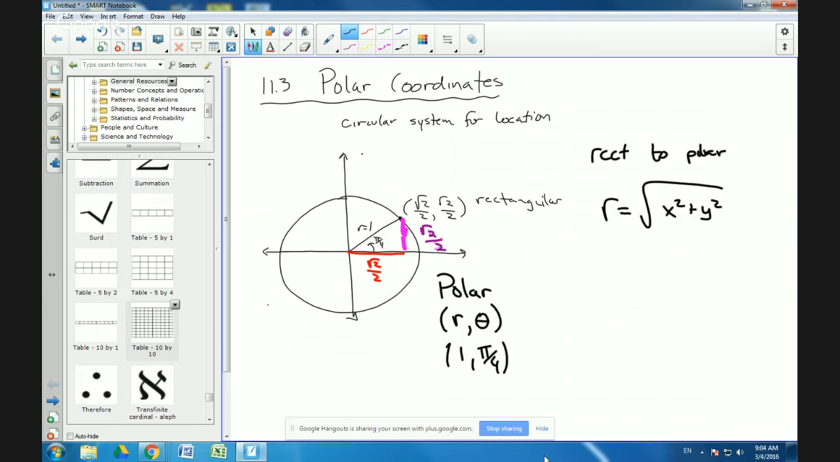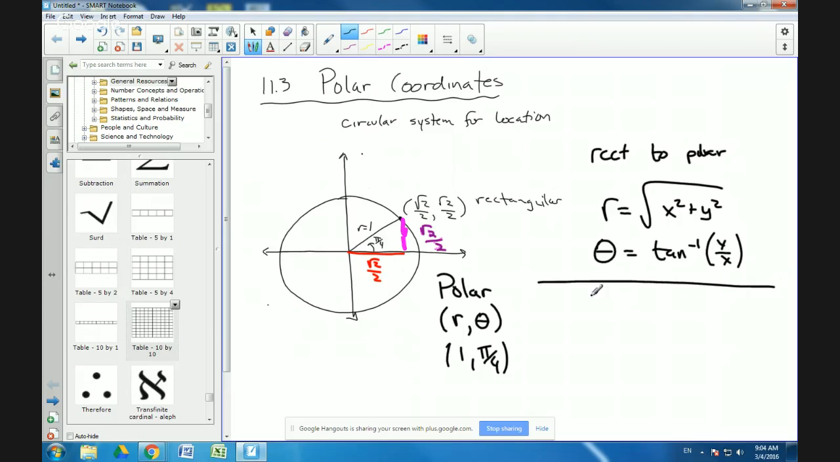How can I find the angle, theta? It's gotta be the inverse tangent. Yep. Because tan theta is y over x, so theta is the tan inverse of y over x. Okay, so there's transferring rectangular to polar. You can calculate that whole thing. All right. Make sense? Trig?